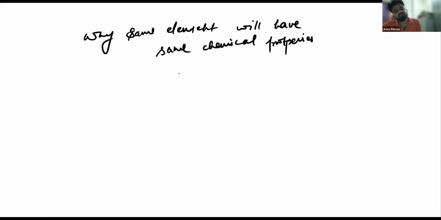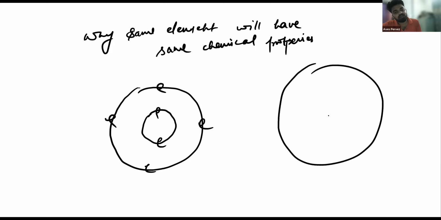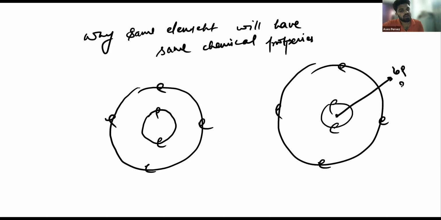Let's take the example of carbon 12. This is the first shell. This is the second shell. And this one is the first shell, this is the second shell. Here in the nucleus there are 6 protons and 8 neutrons. In this one, there are 6 protons and 6 neutrons. One proton has 1 AMU mass, so 6 protons will have 6 AMU mass.